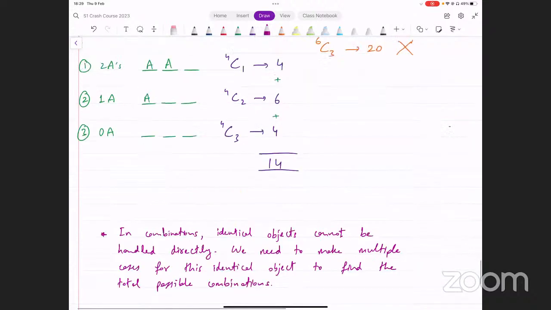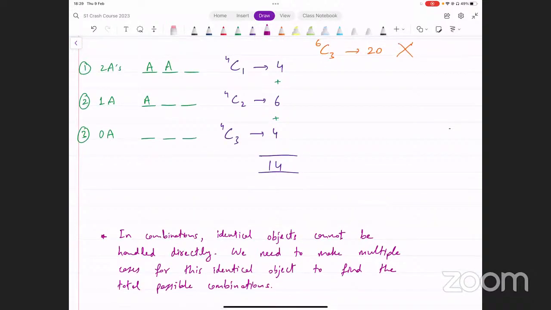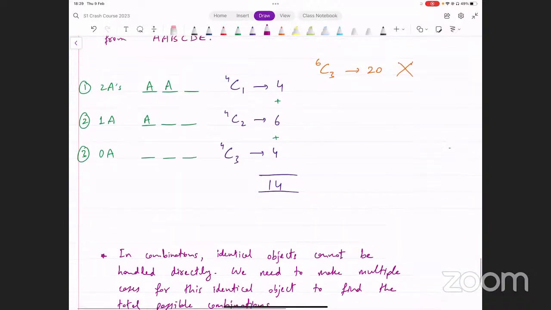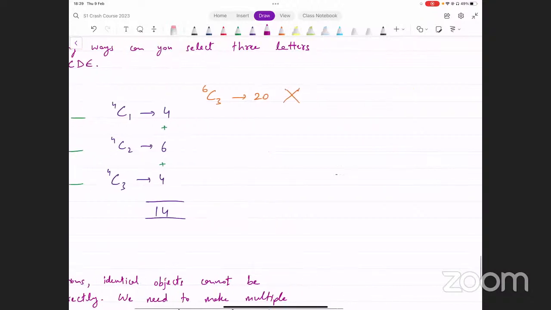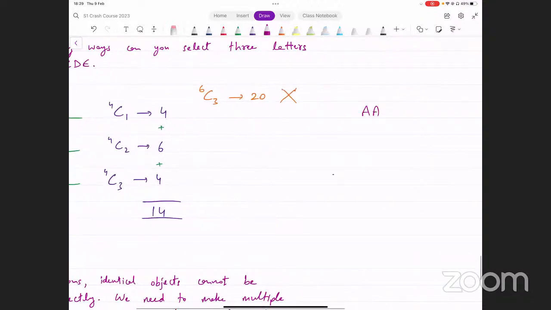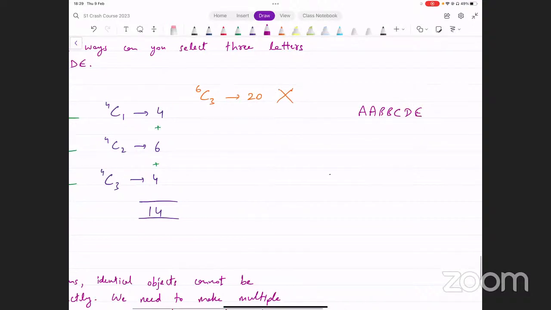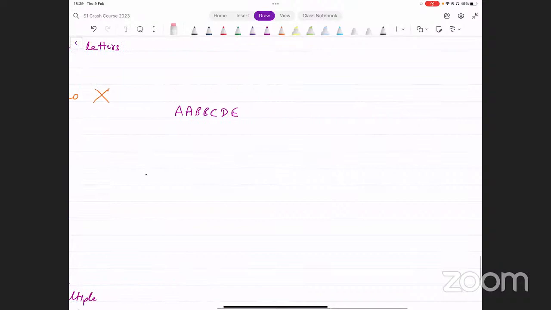All right. Yes, Iman, you're saying something? Sir, in this case, we had only one letter, which was A, that was being repeated. But what if in the same case we had another letter that was also being repeated? Yeah, that's a good question. So what if you had A, A, and then B, B, C, D, E? Now you'll have to basically make a number of different cases for this that account for all of those combinations.